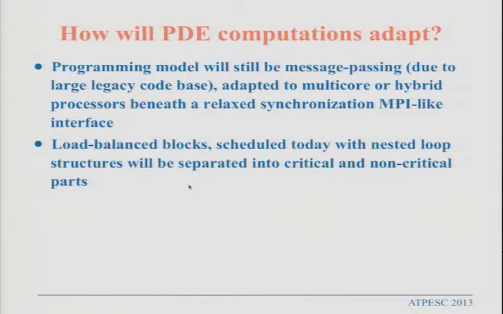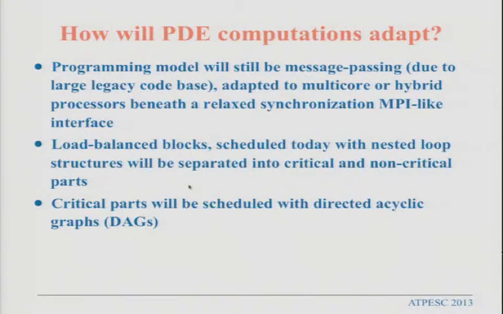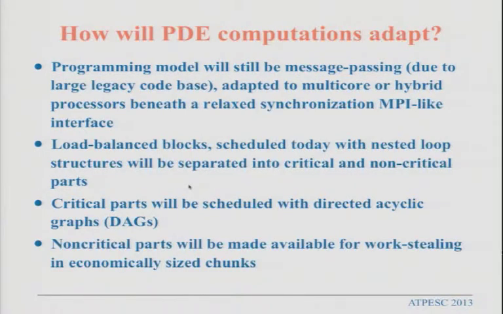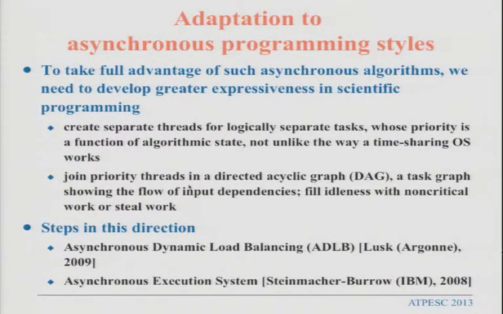Load balance blocks scheduled today with nested loop structures can be separated into critical and non-critical parts. And the critical parts will be scheduled with directed acyclic graphs. The non-critical parts can be made available for work stealing in economically sized aggregates. To take full advantage of asynchronous algorithms, we will need to develop greater expressiveness with this kind of partitioning into tasks which have different priorities, not unlike the way an operating system works today. And these priorities will be joined in a DAG, and there are already some experimental steps in this direction at Argonne, at IBM, and so forth.